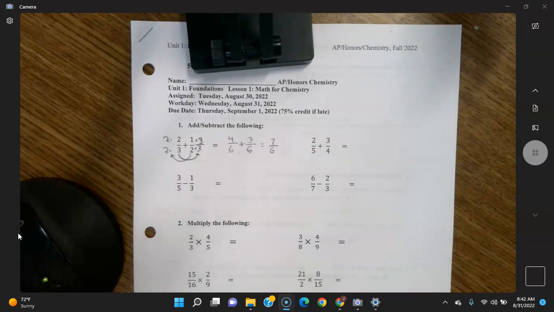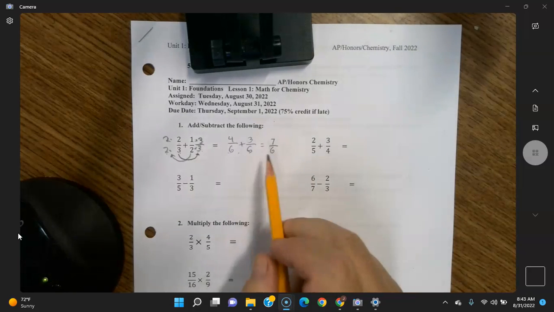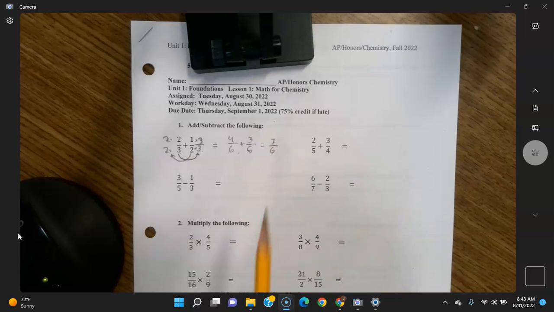By the way, this is called an improper fraction. The top is bigger than the bottom. In this class, you're welcome to leave a fraction as an improper fraction, but we'll talk about converting to a mixed fraction in just a moment.